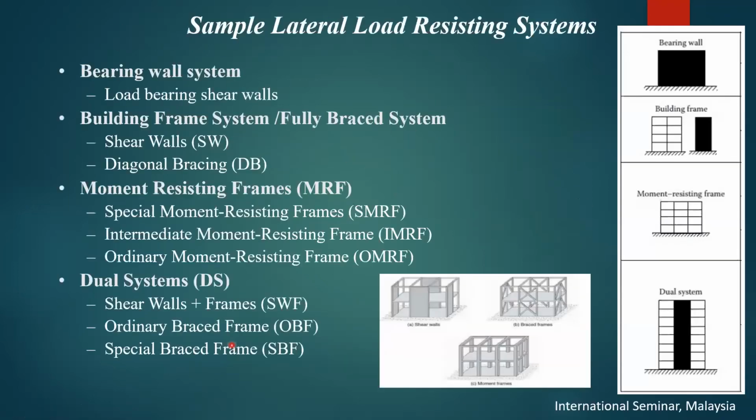Okay, type of lateral resisting system. The type of lateral resisting system needs to be defined. We have the bearing wall system like this one. We have the shear wall system, like this is shear wall alone. We have diagonal bracing. We have moment resisting frame, which can be special, intermediate, or ordinary.